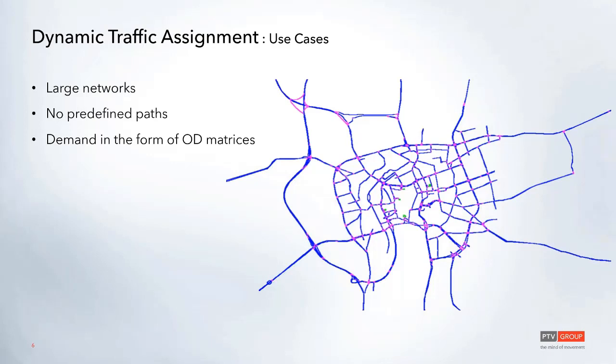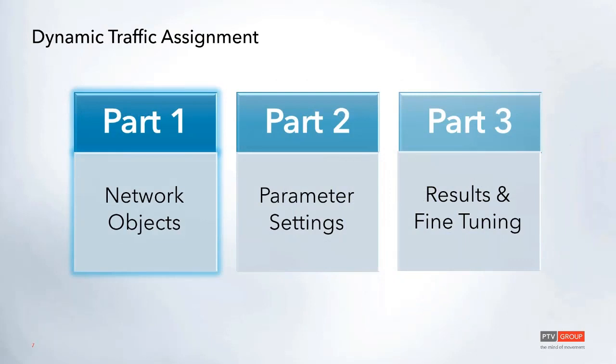So what are some of the use cases for dynamic traffic assignment? DTA is really good for large networks that maybe don't have any predefined paths, and maybe there are multiple ways to get between all the different origins and destinations. And this is also a great tool if you're already receiving demand in the form of origin destination matrices, as that is one of the main inputs that will be needed for the DTA assignment process.